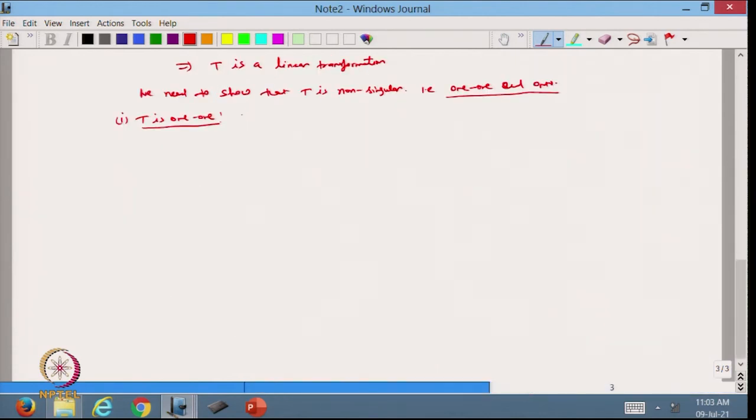Now from here the T is 1-1, because I will take the element T u is equal to 0. So let us take this element, which implies that I am taking the element (alpha 1, alpha 2, up to alpha n) is equal to 0. 0 means it is belonging to the Vn, and from here I can get alpha 1, alpha 2, up to alpha n, all are 0. So this is what I have done.